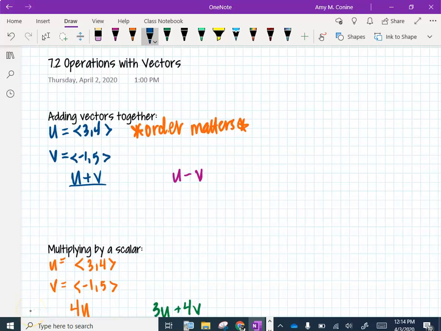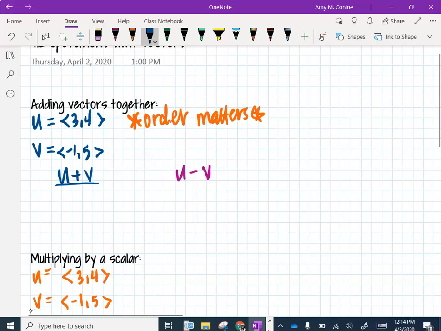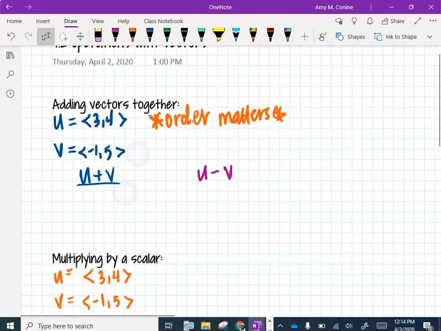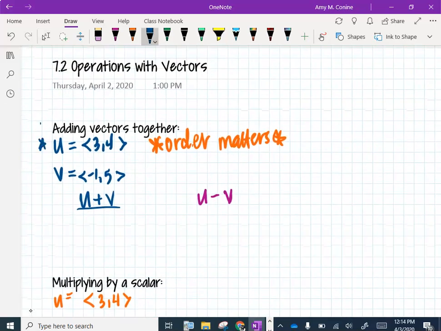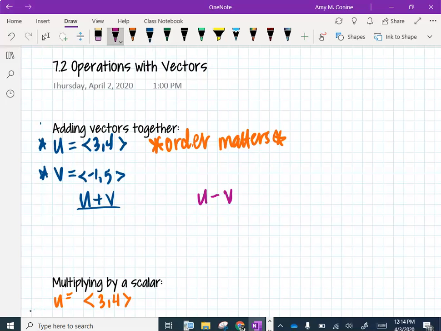Hi everyone. All right, we're going to do operations with vectors. So we're going to start off by talking about adding and subtracting of vectors. The two that we're going to use are the u and v right here. So u equals 3, 4, v equals negative 1, 5, and we're going to add them together and then we're going to subtract them.